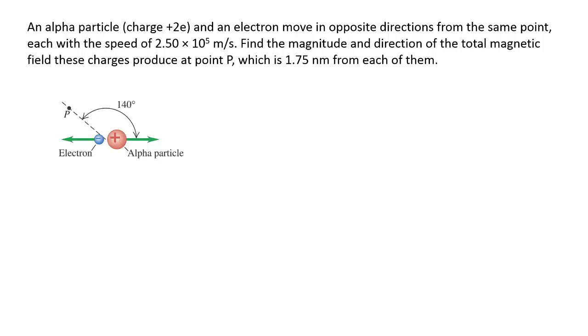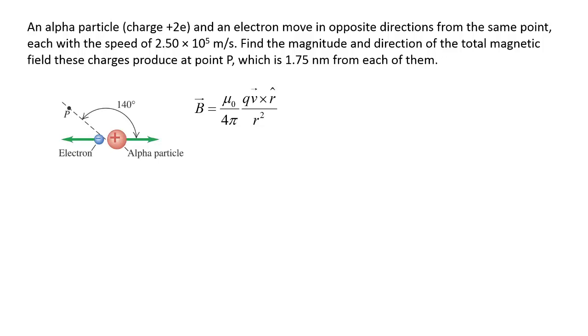Now here we have two charges, one positive, one negative, moving in opposite directions. Each one of these charges creates a magnetic field at point P. This magnetic field can be calculated as mu0 over 4 pi multiplied by the charge q, cross product between the velocity and the unit vector r, divided by r squared, where r represents the position of the point where you calculate the magnetic field with respect to where the charged particle is.